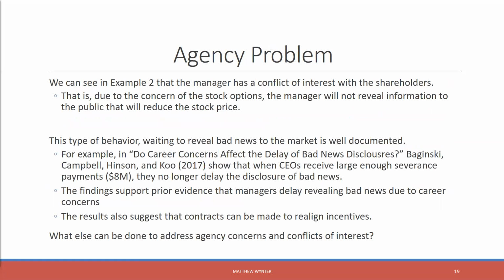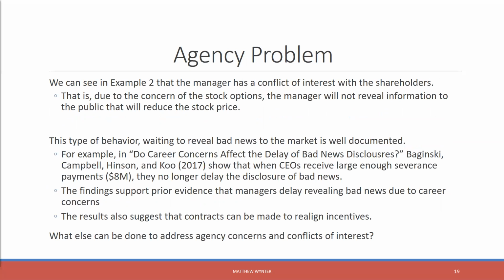So what's the takeaway? We can see in example 2 that the manager has a conflict of interest with the shareholders. That is, due to the concern with the stock options, the manager is not revealing information to the public that would reduce the stock price.